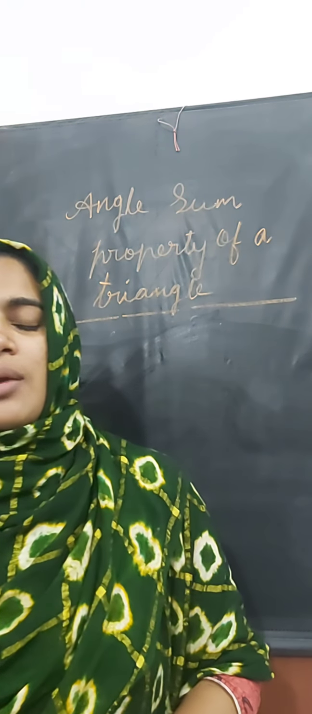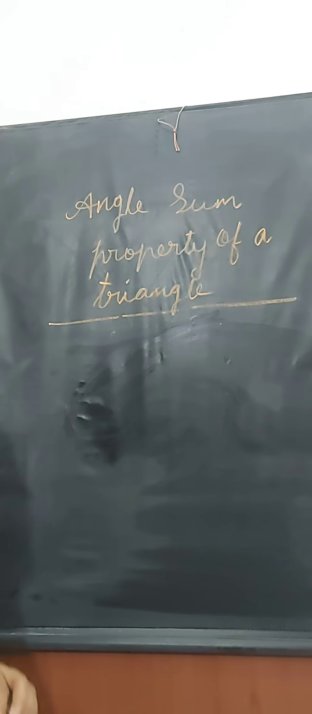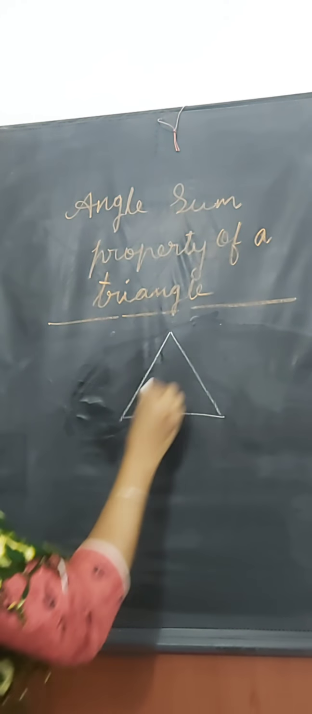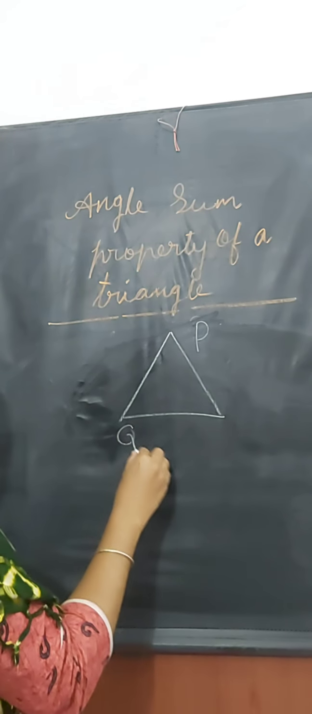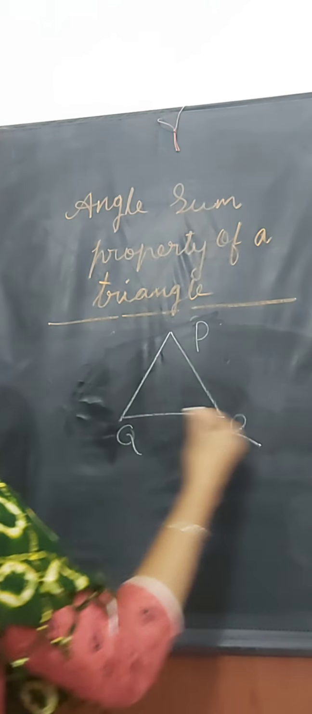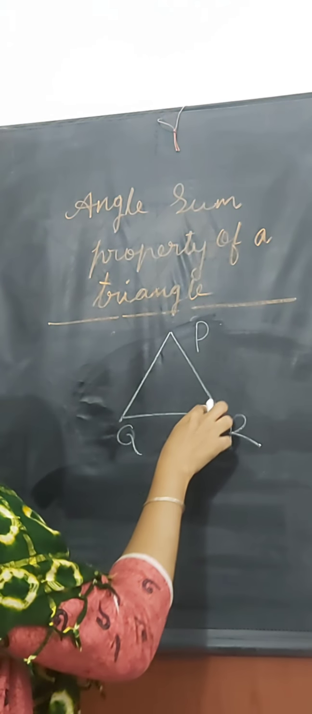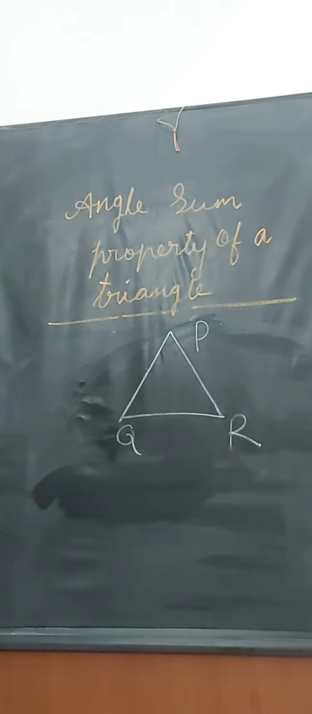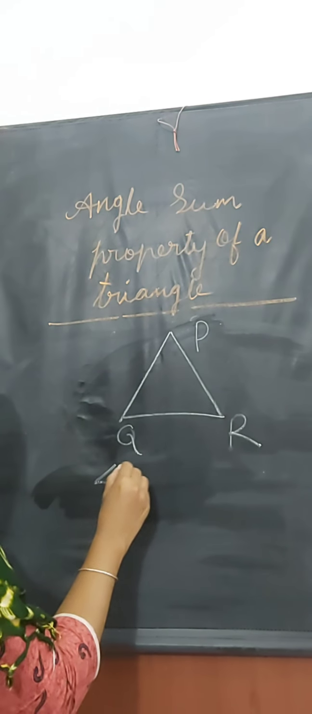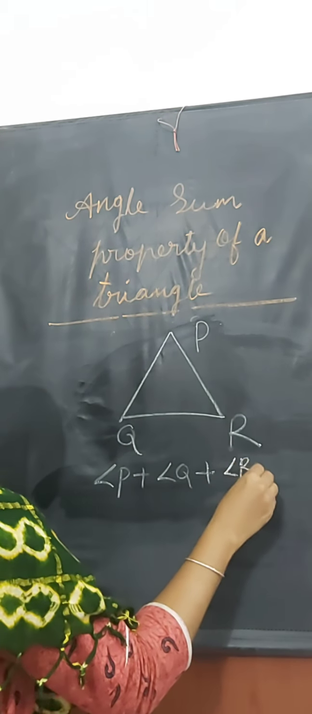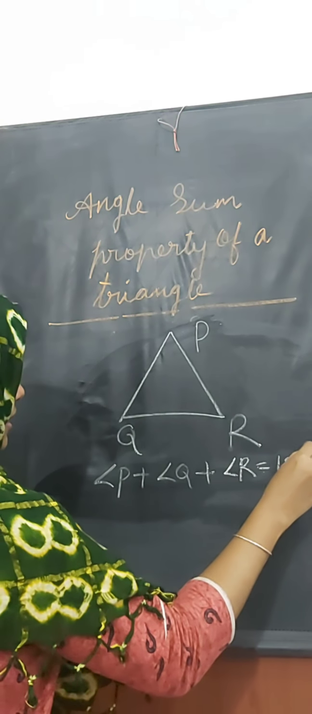Today we will discuss the angle sum property of a triangle. This property says that the sum of all interior angles of a triangle is 180 degrees. This is the triangle PQR. The angle sum property says that the sum of angles P, Q and R is 180 degrees. That means angle P plus angle Q plus angle R equals 180 degrees.